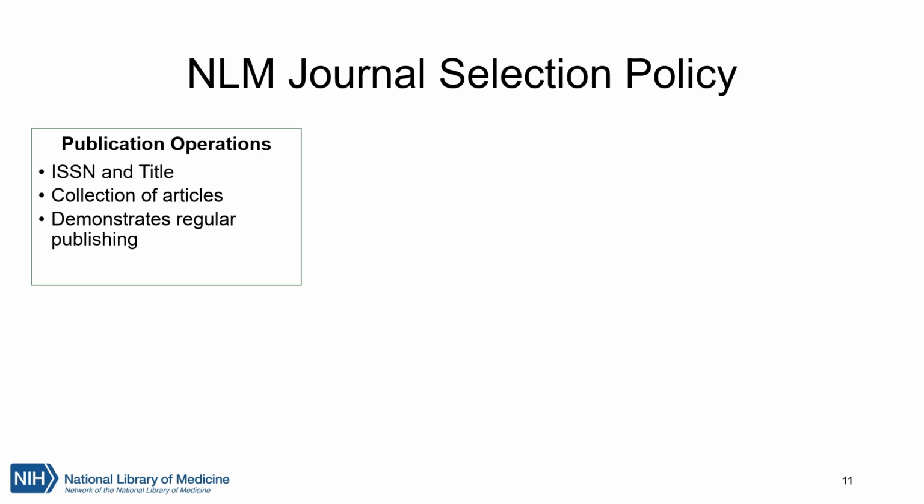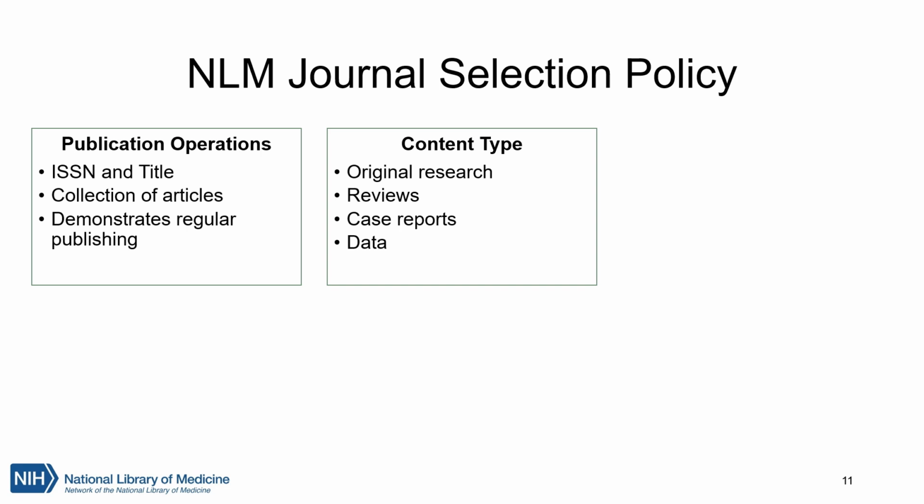Next, we'll review the main components of the NLM journal selection policy as outlined in the collection development guidelines. First, we evaluate the journal's publication operations to ensure it has an ISSN and a title, is formatted as a collection of articles, and demonstrates regular publishing. Additionally, the selection policy states that journals should publish specific types of content, like original research, reviews, case reports, or data.